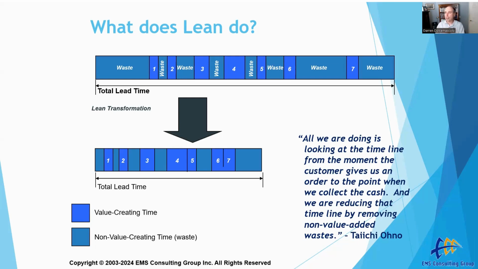And on this slide, I have a quote from Taiichi Ohno, who is one of the key figures, sort of the founder, often viewed as the sort of godfather of the Toyota production system. But what he said was, all we're doing is looking at the timeline from the moment the customer gives us an order to the point when we collect the cash. And we're reducing that timeline by removing non-value added wastes. And that's from Taiichi Ohno.